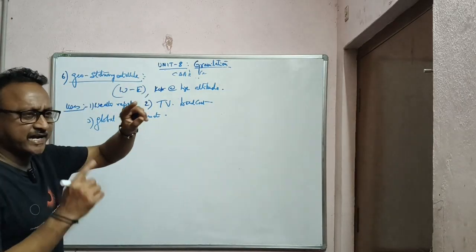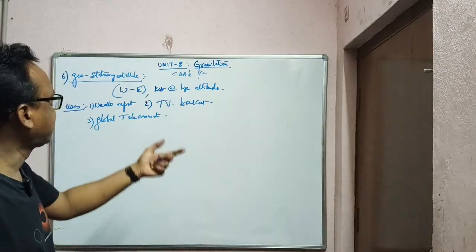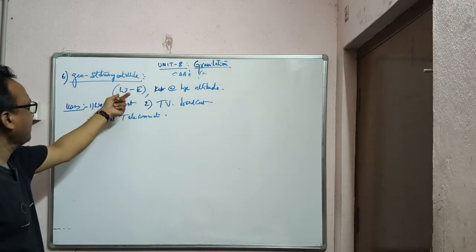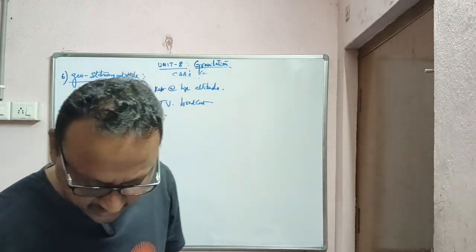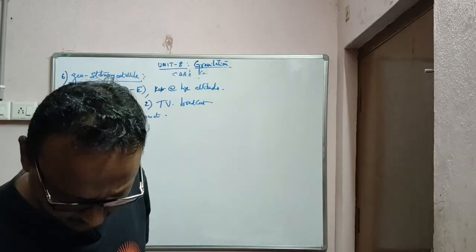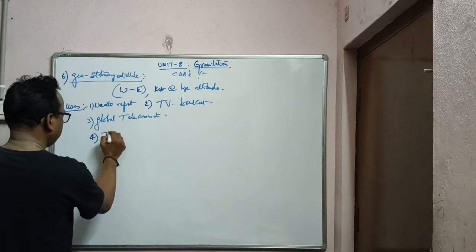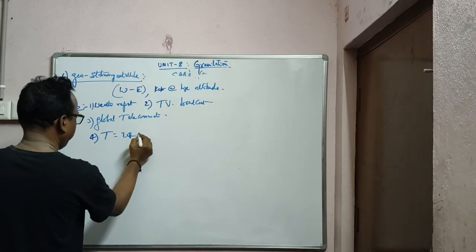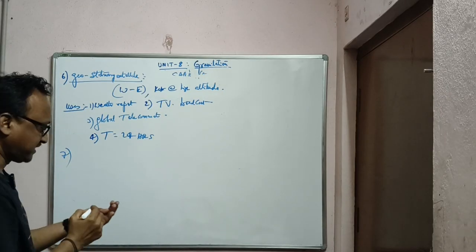Because it rotates with the speed of the earth, a person standing on the earth observes that it is stationary, and it is kept at a high altitude, and it goes from west to east. How is the orbit? Directly above the earth's equator, west to east. Then the time period is 24 hours for this one. Okay? So that is about the geostationary satellite.